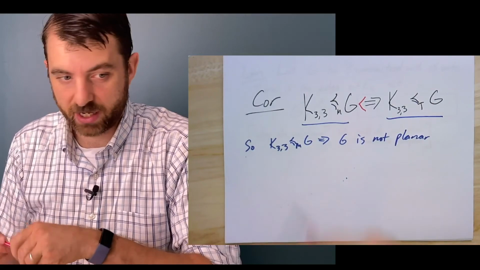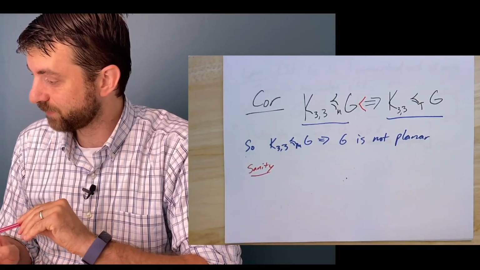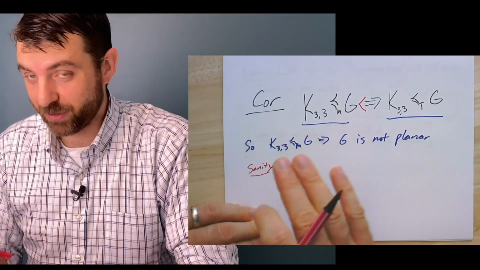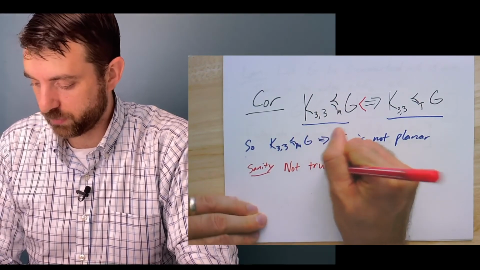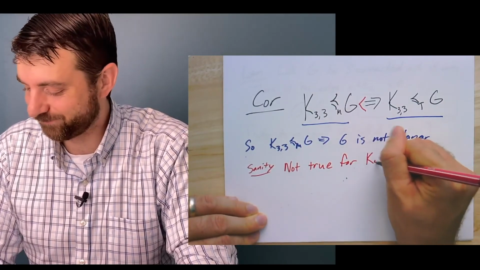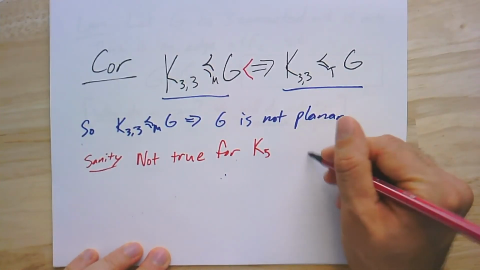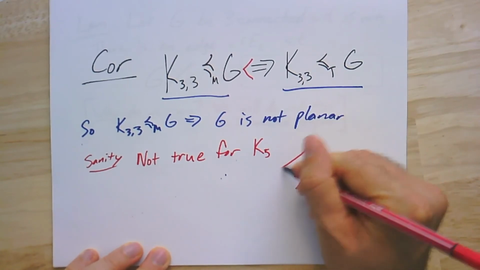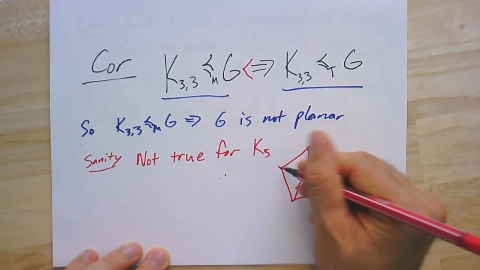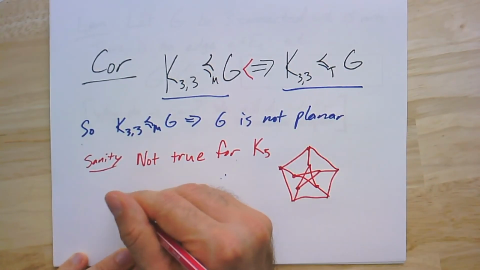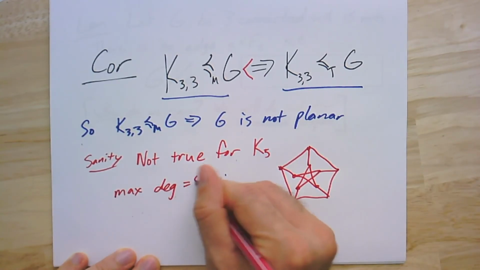Now let's do a quick sanity check, just to be clear that this is maybe not going to be everything we need for proving Kuratowski and Wagner. You see, because it's not true for K5. And we saw this actually already. So if I have a graph like the Petersen graph, this is a graph that we've seen. It has max degree, well, it's 4. Actually, it's constant degree 4, right? It's 4, not 3, right?